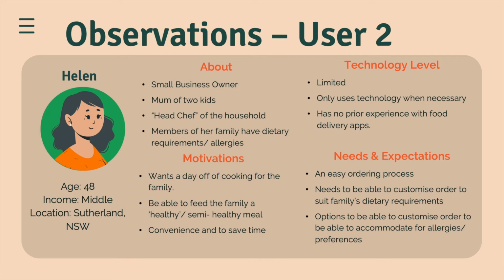The second user was a 48-year-old mum, Helen, who, as the head chef of the household, wanted to feed her family of 4 healthy meals. She has no previous experience with food delivery apps and usually opts to call and order directly from the restaurant, as certain members of the family have dietary requirements.